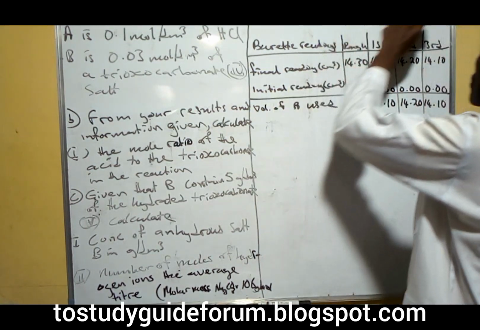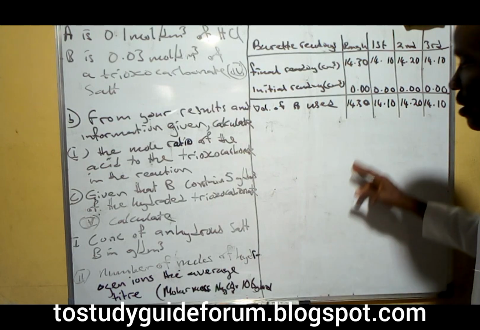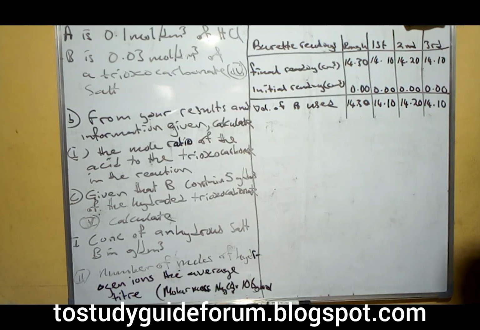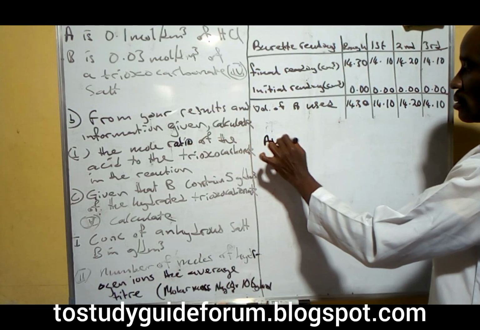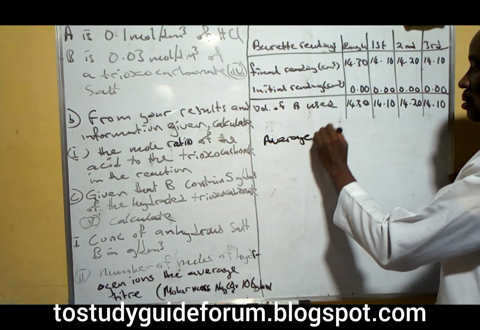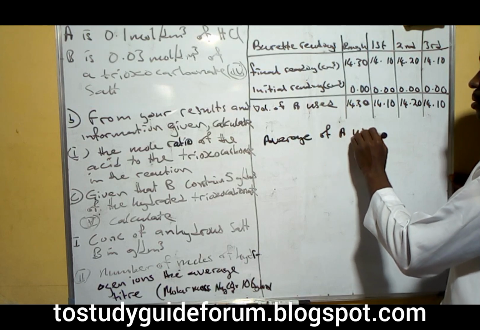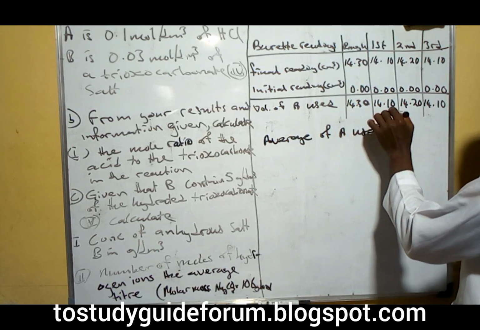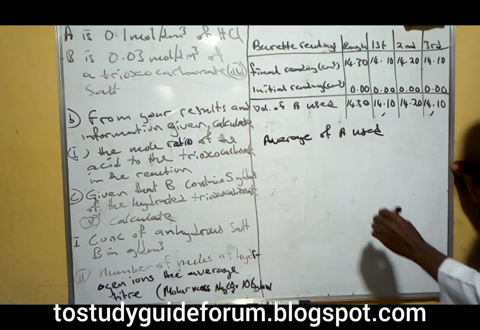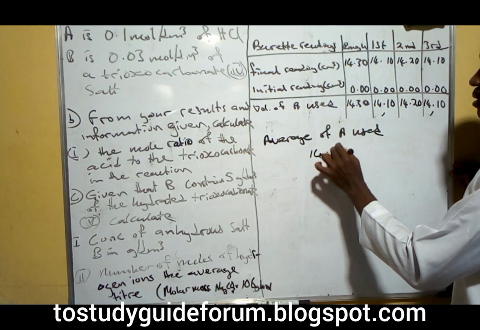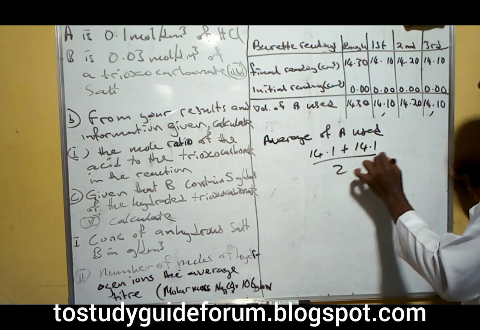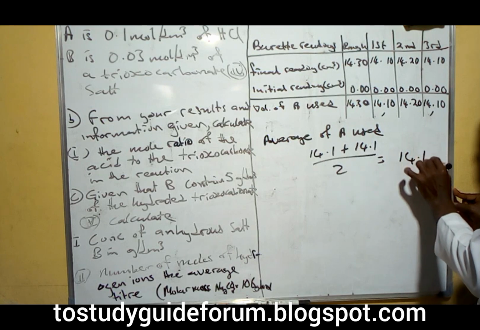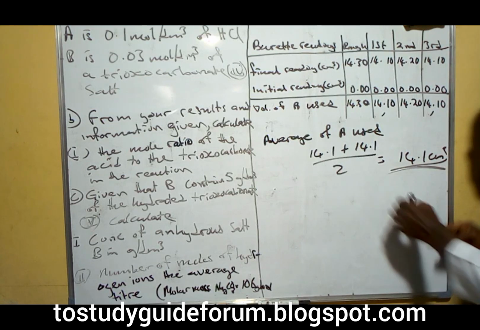So in this case, we start by looking at the average volume. We take the readings that are closer to each other, which means 14.1 plus 14.1 all over 2. That will give us 14.1 cm cube of the acid.